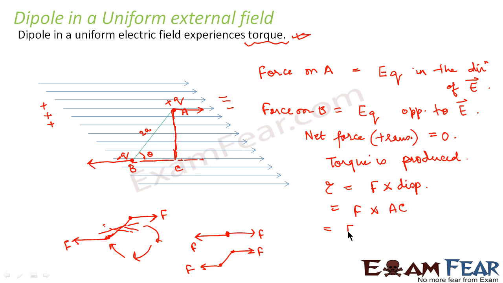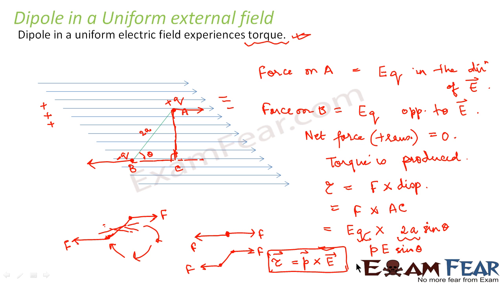What is F? F is nothing but E into Q, and AC is nothing but 2A sine theta, looking at this right angle triangle, because sine theta is equal to perpendicular, that is AC, divided by hypotenuse, that is 2A. So this will be equal to Q, that is charge, into the distance between them, which is nothing but dipole moment. So PE sine theta. Therefore we can say that torque can be written as the cross product of dipole moment and the electric field. So torque is equal to P cross E.